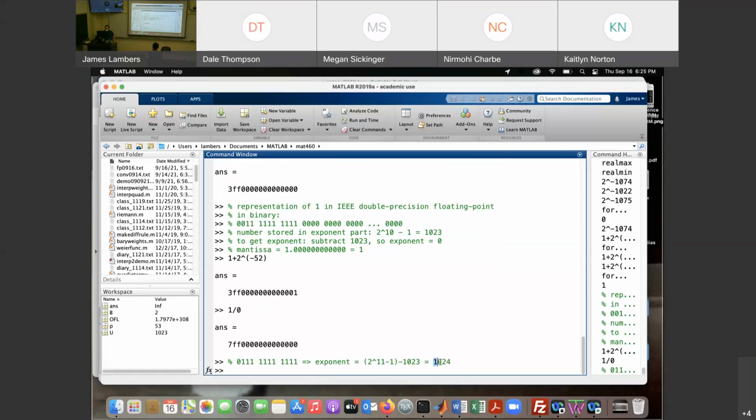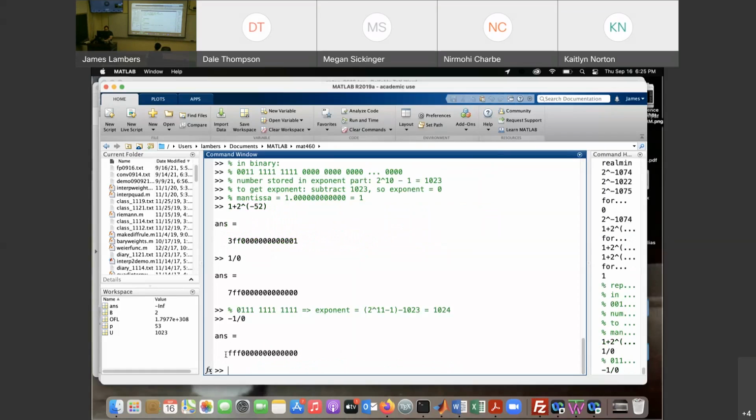So when a larger exponent is represented, that's indicating not an actual number, but it means the numbers can be interpreted differently. So this is the representation of plus infinity. Whereas if I do minus 1 over 0, I have 1, 1, 1, 1, so the sign bit is 1. So that's minus infinity.